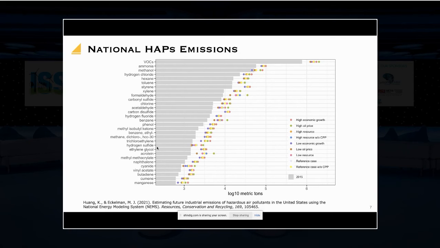So similarly for the high economic growth scenarios, which will result in the industrial output increasing basically for all the sectors, and then finally have the higher emissions compared to other scenarios.